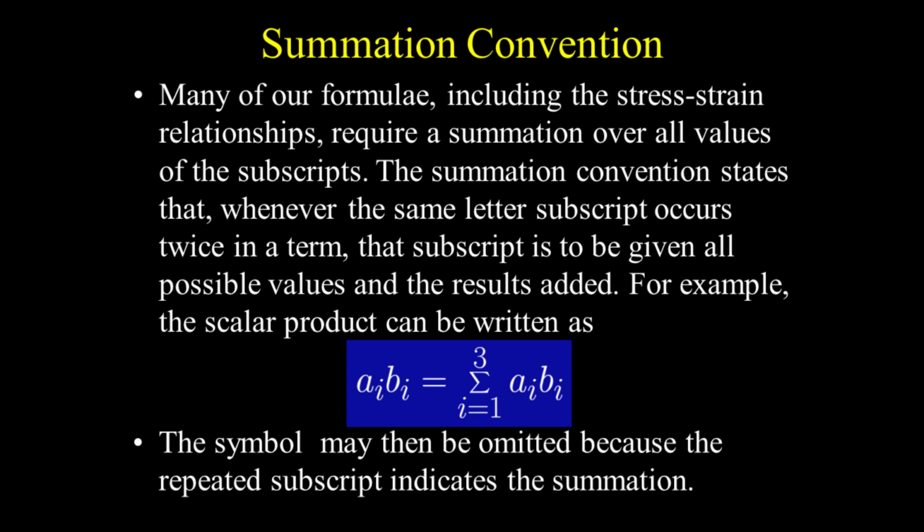Many of our formulae, including the stress-strain relationships, require a summation over all values of the subscripts. The summation convention states that whenever the same letter subscript occurs twice in a term, that subscript is to be given all possible values and the results added. For example, the scalar product can be written as follows. The sum symbol may then be omitted because the repeated subscript indicates the summation.